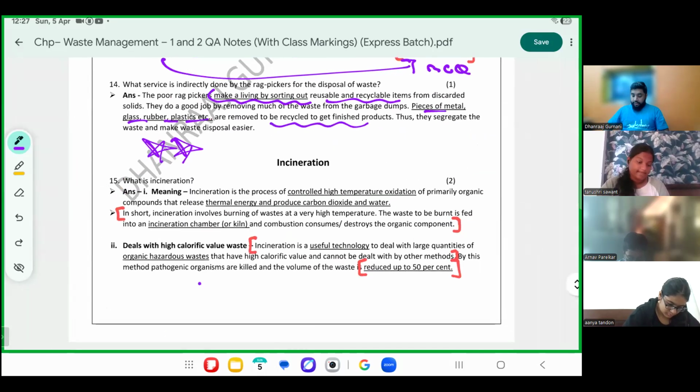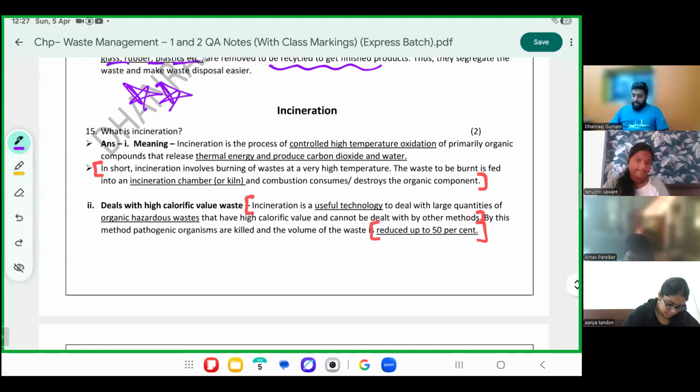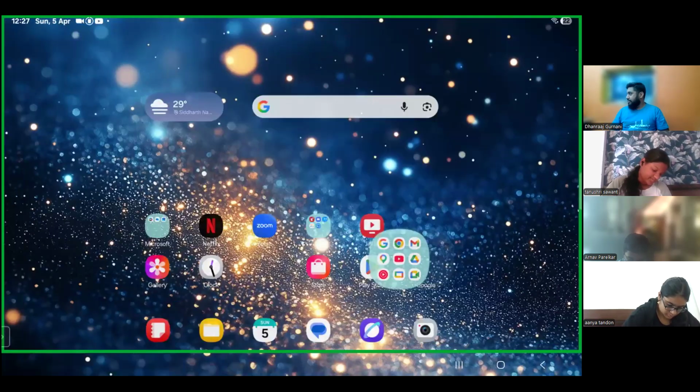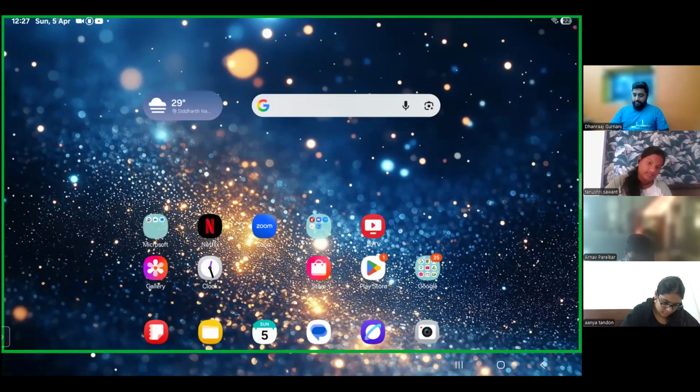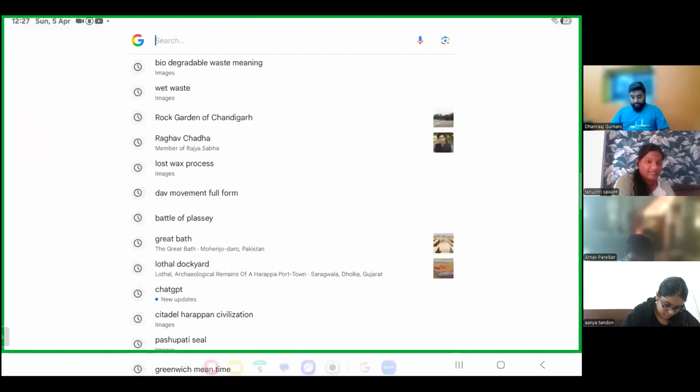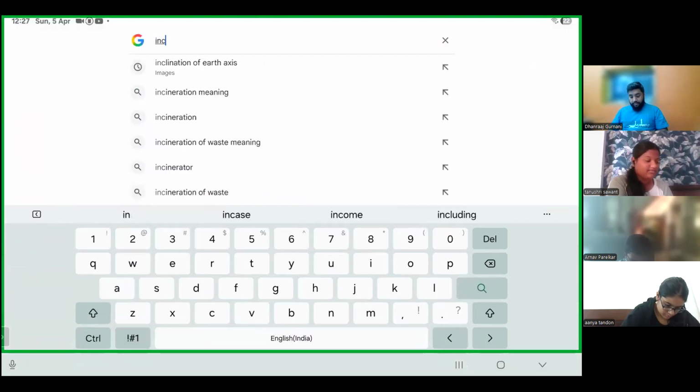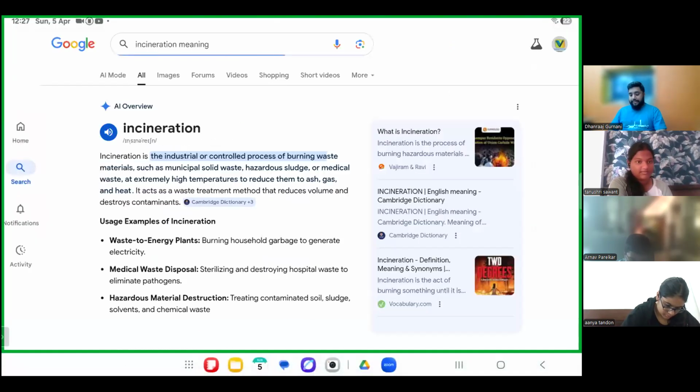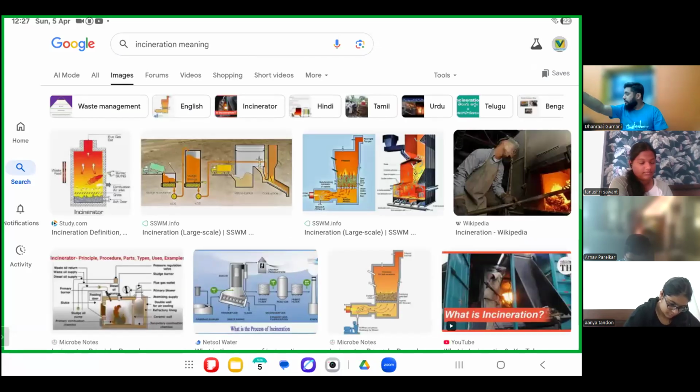Rag pickers, हाँ वो गरीब लोग. अभी तो बोला सर ने. Yeah, but they reuse it, recycle it, sell it to companies, and so on and so forth. Whoever they sell it to, it is garbage also. But the aim is that they do a service for the society.